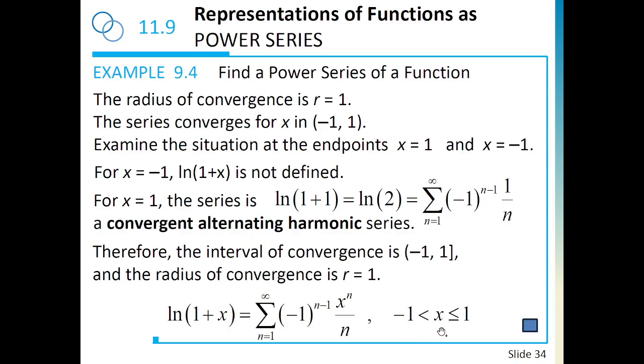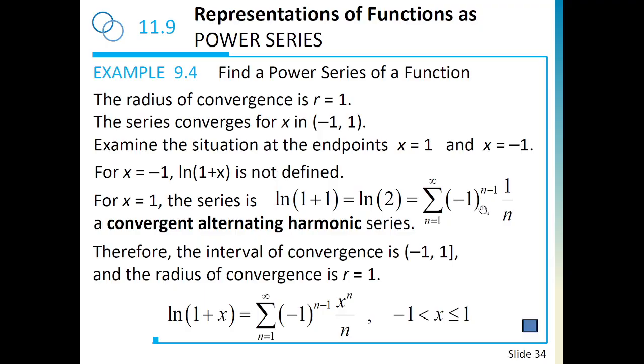So for any x between negative 1 and 1, including 1, for those values of x, this equality is true. ln(1 + x) is equal to this power series here. Just one observation, ln 2 is equal to this series, the alternating harmonic series.